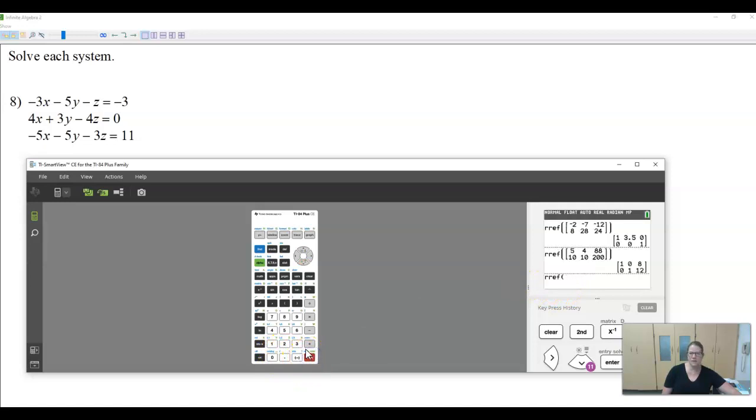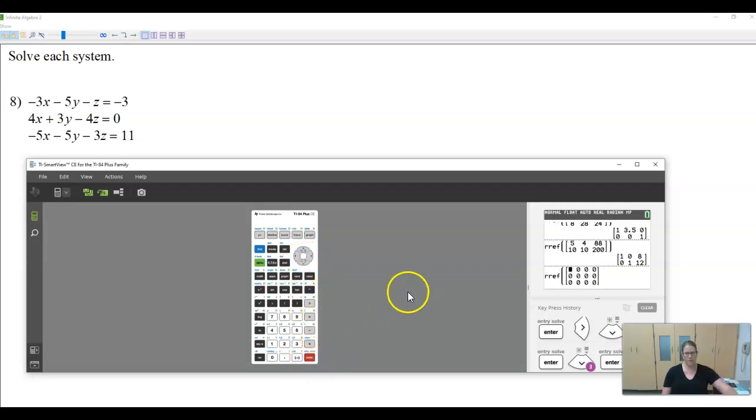I'm going to hit enter, and then I'm going to enter my matrix by hitting alpha and zoom. And this time I have 3 rows and 4 columns. So I'll need to put in a 3 by 4. So highlight 3, hit enter, 4, hit enter, and then go down and highlight OK and hit enter. And that's going to give us our 3 by 4 matrix.